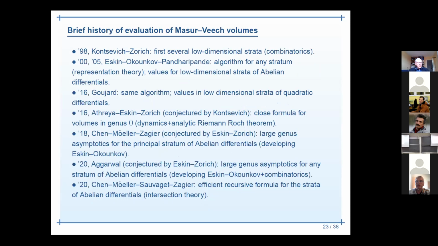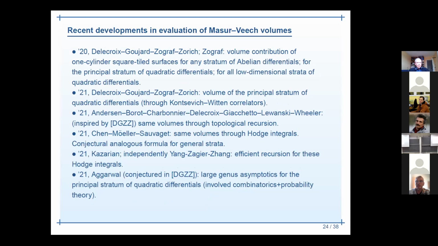Here I have a history of computation of Masur-Veech volume, and I already mentioned this, so probably I would scroll past this historical page. I just want you to know that in the last years there were plenty of activities. In particular, there was a real breakthrough in proving all conjectures of Eskin and myself on asymptotics of Masur-Veech volumes.